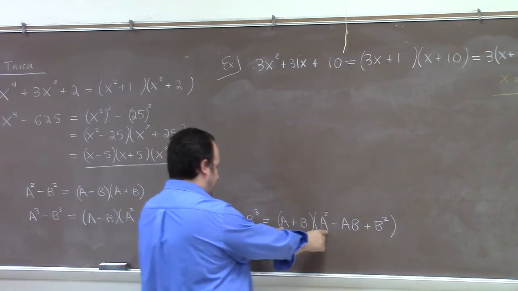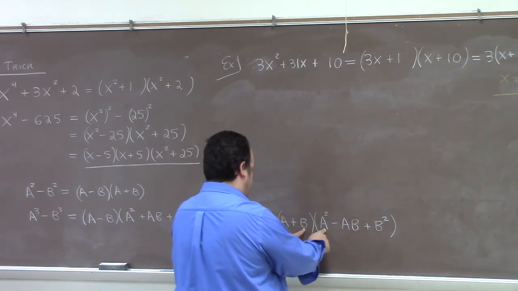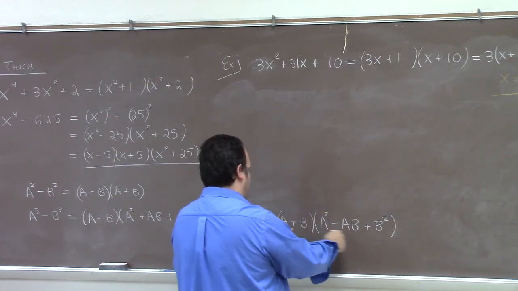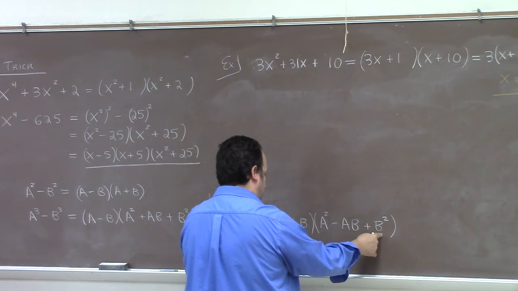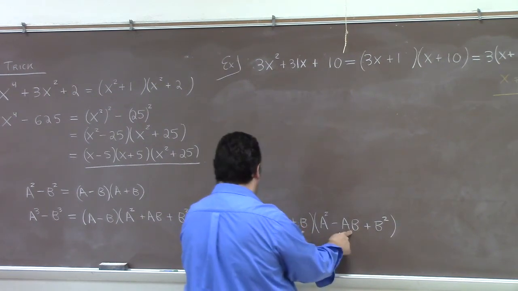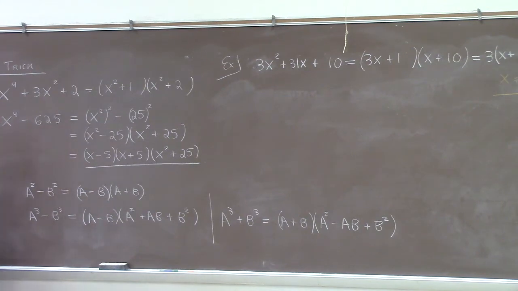I get back my a cubed. I get back my b cubed. I get a plus ba squared, minus ba squared. I get a plus ab squared, I get a minus ab squared. I think we're good. So there's the sum of cubes formula.